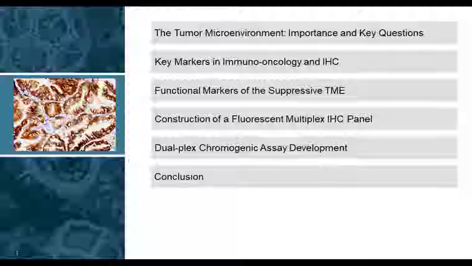So just as an agenda for today, I'll discuss why the tumor microenvironment is so important and some of the key questions surrounding it. I'll briefly talk about some key markers in immuno-oncology and in the IHC space. Then I'll talk about two of the most important functional markers of the myeloid suppressive tumor microenvironment. We'll spend most of the time today discussing the construction of a fluorescent multiplex IHC panel, and then I'll get into a bit about optimization of a dualplex chromogenic assay. And then we'll conclude, and there'll be time for some questions at the end.